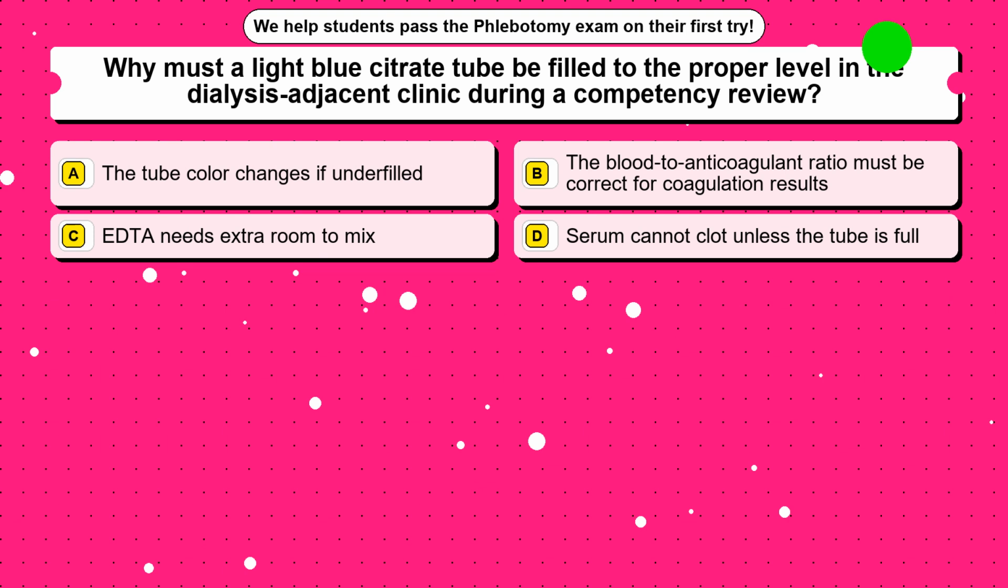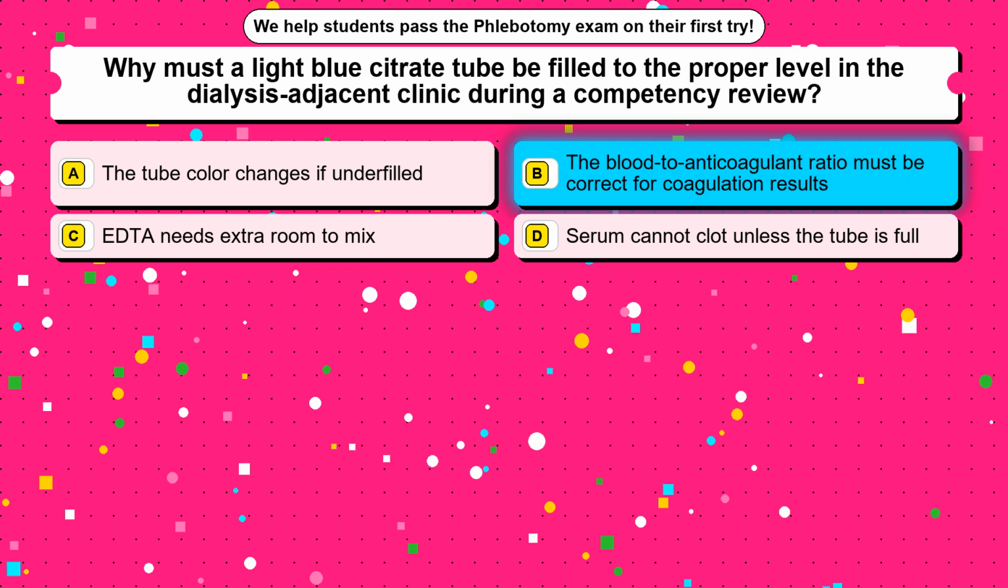Question 33. Why must a light blue citrate tube be filled to the proper level in the dialysis-adjacent clinic during a competency review? Option A, the tube color changes if underfilled. Option B, the blood to anticoagulant ratio must be correct for coagulation results. Option C, EDTA needs extra room to mix. Option D, serum cannot clot unless the tube is full. The correct answer is option B.